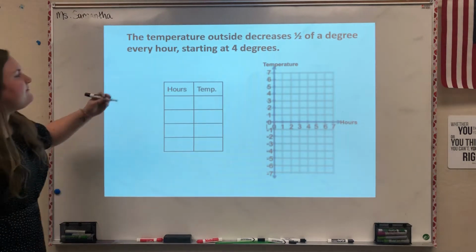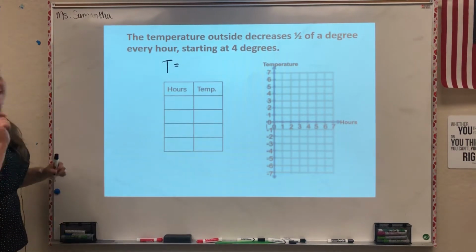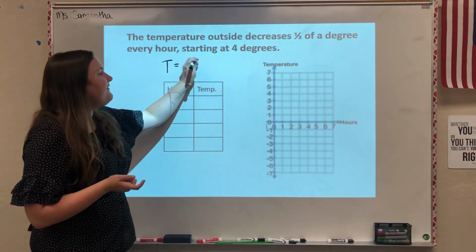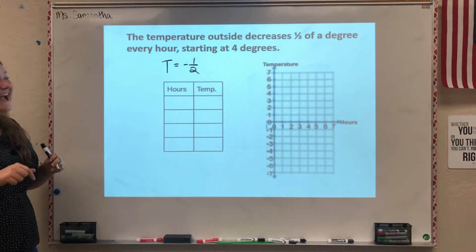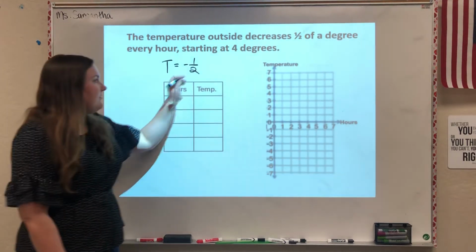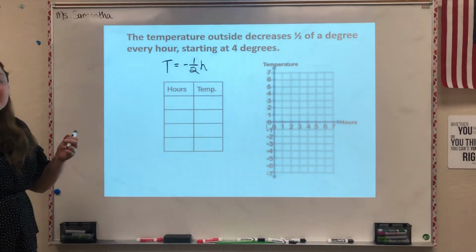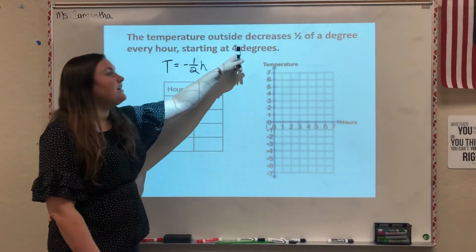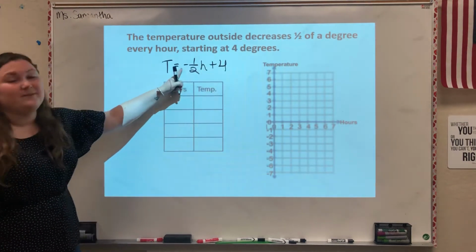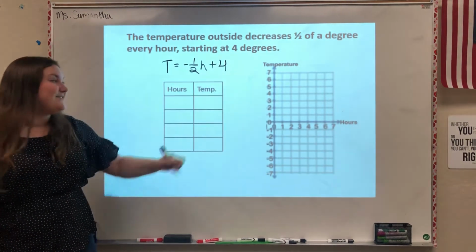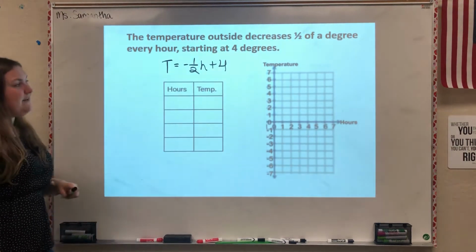Well, for this one, we've still got our temperature equals. This time they're telling us it's decreasing 1/2 degree. Decreasing means it's going to be negative, and it's decreasing 1/2 degree every hour, so that's where my variable is going to be. It also tells us it's starting at a +4, starting at 4 degrees, so I'll put my +4 there. You could have your 4 at the beginning or at the end. It doesn't really matter as long as that 4 is positive and the 1/2 degree every hour is negative.